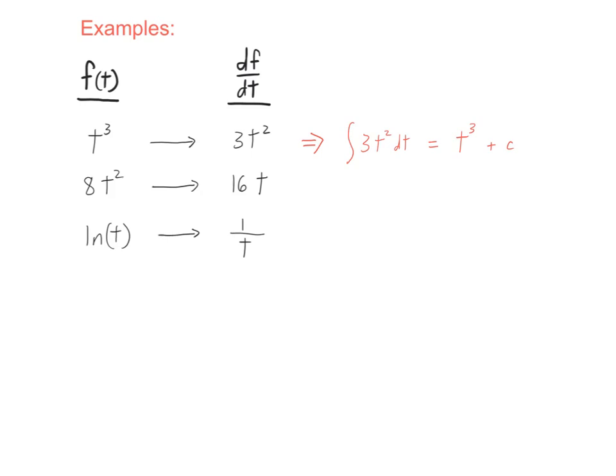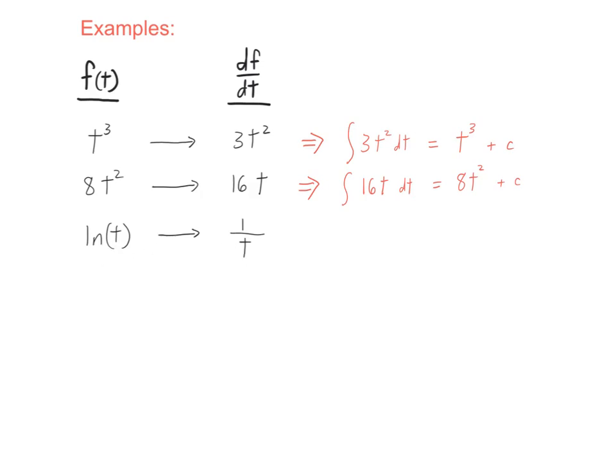Let's look at another example. The second example here: if we have the function 8t squared and we take its derivative, we get 16t. Now I'm going to take this function, 16t, and integrate it. And when I do that, the integral of the function 16t with respect to time gives me 8t squared plus an arbitrary constant. So in other words, we effectively got back the original function again.